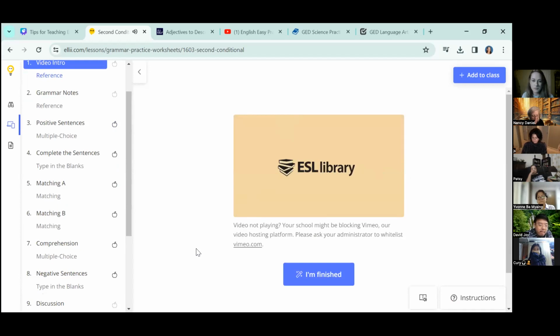ESL Library. Second conditional. What is the conditional mood in English? We use the conditional mood for hypothetical situations. When we don't know if something will happen, we make a guess about the outcome. What is the second conditional? We use the second conditional for an unlikely or impossible outcome. This means the outcome probably wouldn't happen because the condition can't or probably won't happen.